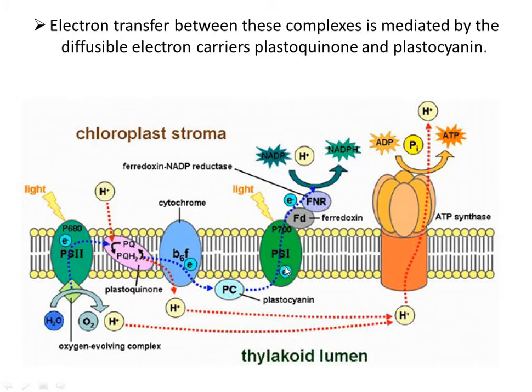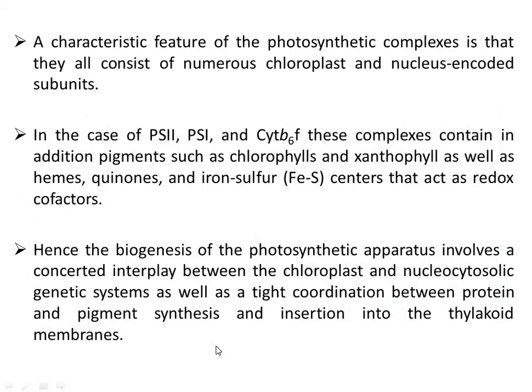Finally, the electrons are accepted by PS1, where ferredoxin-NADP reductase, that is FNR, is there, and the NADP is reduced to NADPH. The protons derived after the photolysis of water molecules, as well as after the reduction and oxidation of quinone, are released into the lumen of the thylakoid, which then pass through the ATP synthase, and photophosphorylation takes place in the presence of the enzyme ATP synthase.